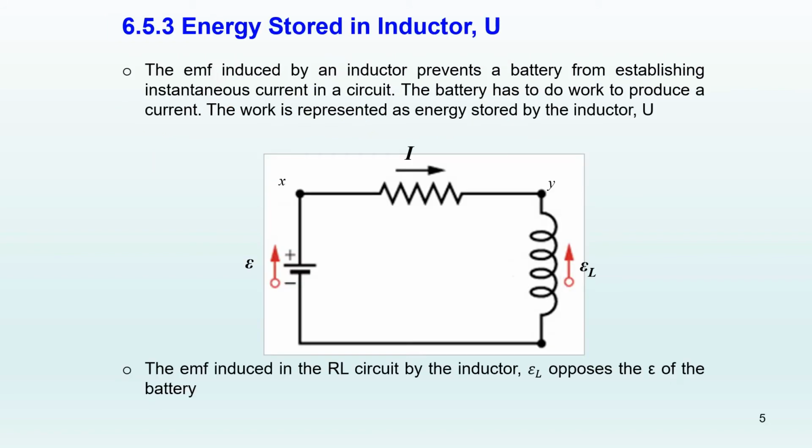Okay, now we go to the energy stored in an inductor. The battery has to do work to produce a current. The work is stored as energy by the inductor. So the EMF is induced in an RL circuit. We have a resistor and an inductor in this circuit. So the EMF induced in the inductor opposes the EMF of the battery.